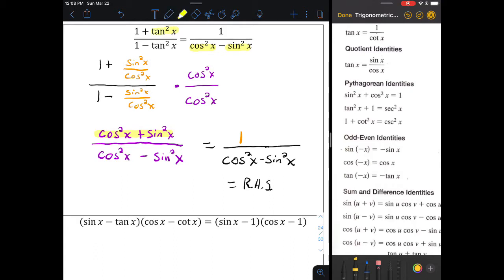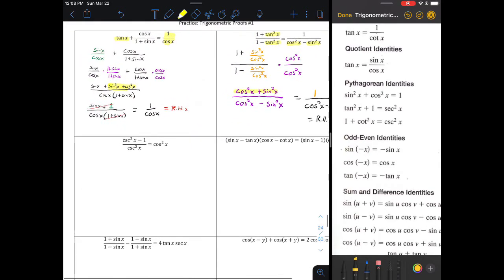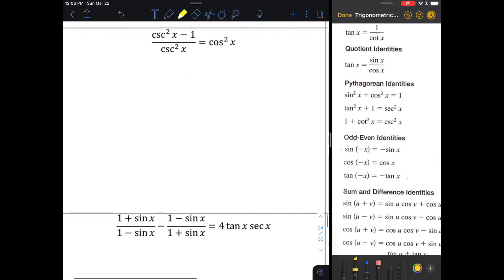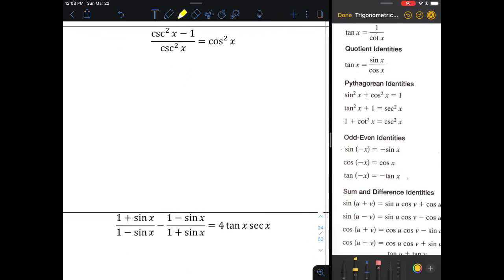All right. So, not a whole lot of manipulation done there. All right, so next problem here. So I have cosecant squared x minus 1 divided by cosecant squared x. And I want to see if I can't somehow make that just become cosine squared.